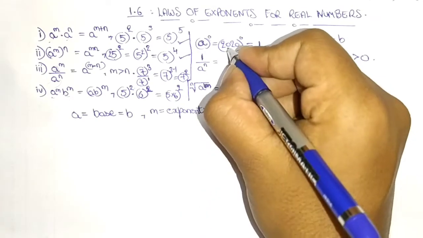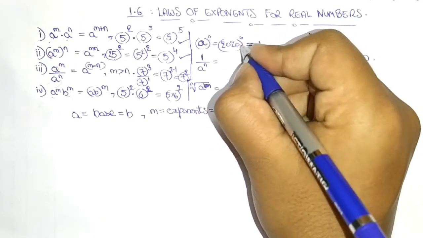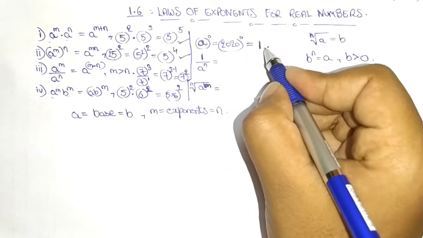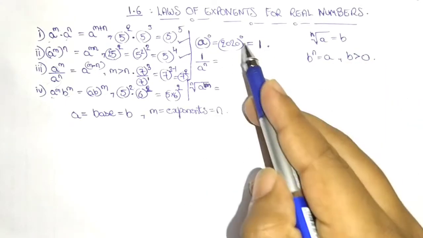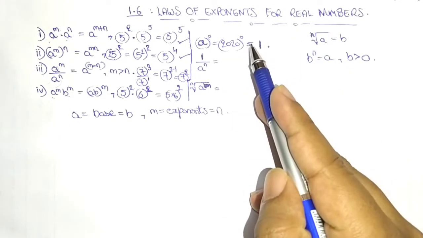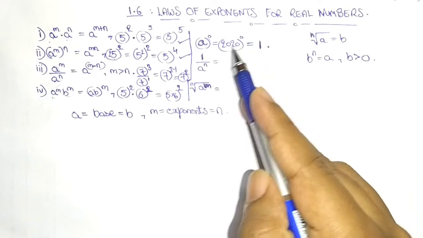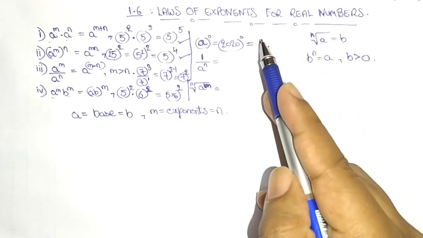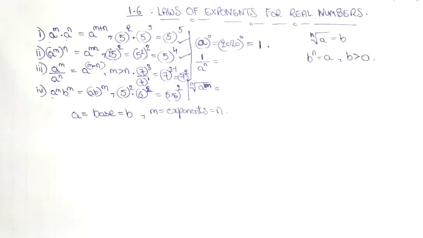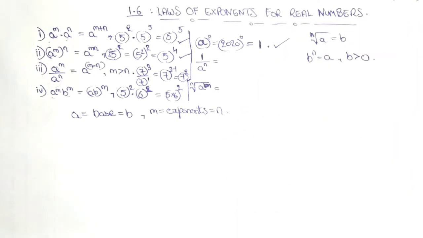You cannot write 2020 power 0 is 2020. If 2020 power 0 is replaced by 2020 power 1, then you can write the answer as 2020. If the power is 0, then the answer should be 1. Take any number, you can take 3000, 3, 4, any number, the answer is going to be 1 if and only if the exponent is 0. That's our first result. You should remember all those things.